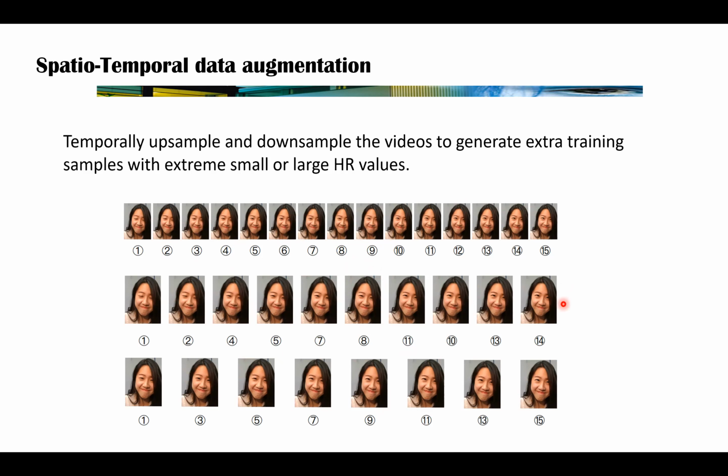For example, if we have a sparser sampling rate and we give an input of 100 frames, these 100 frames will contain more seconds of information. So in this case, we assume their heart rate will be larger than the original one. So we can use this strategy to generate more high heart rate value samples for training.